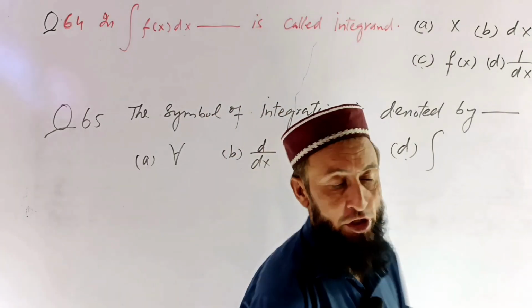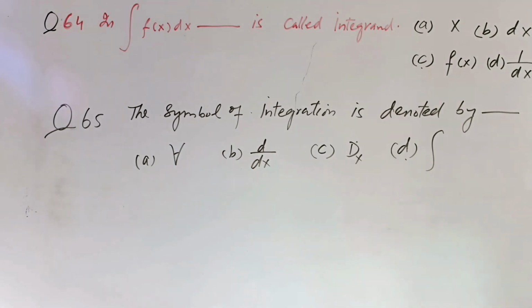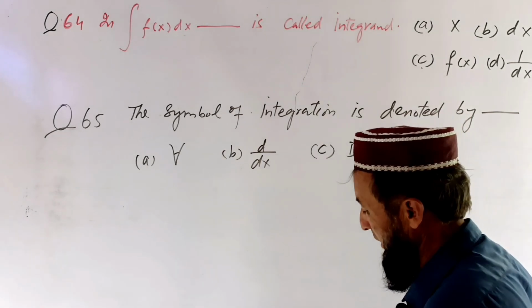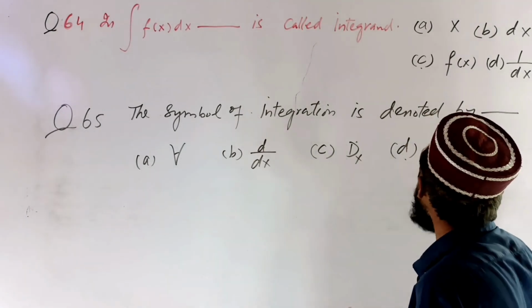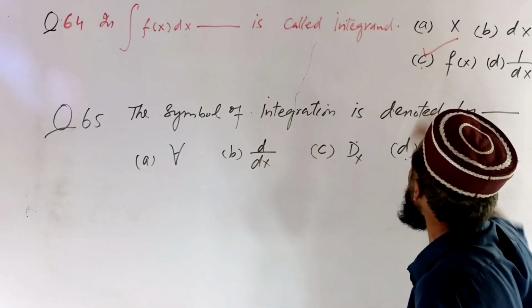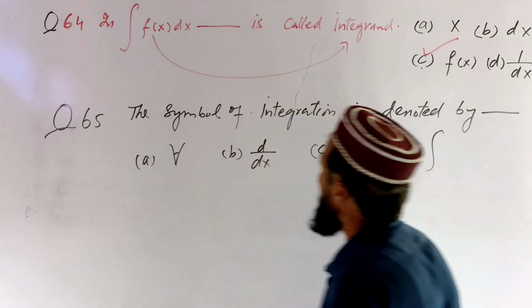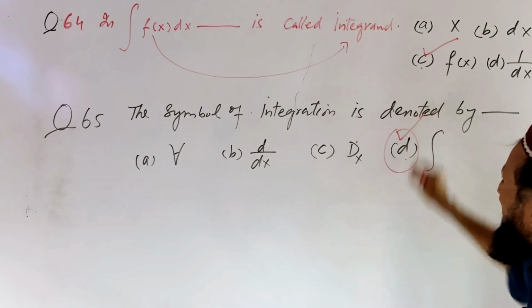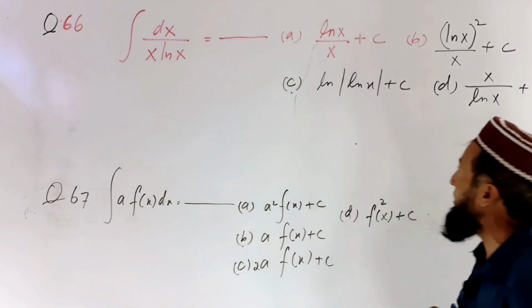For an integral of f of x dx, the function f of x is called the integrand. So we are finding the integral of the function, and that function is called the integrand. So the integrand here is f of x. The symbol of integration is denoted by integral sign. Option D is the correct option.